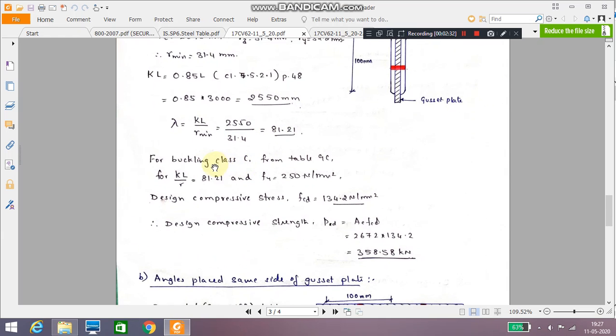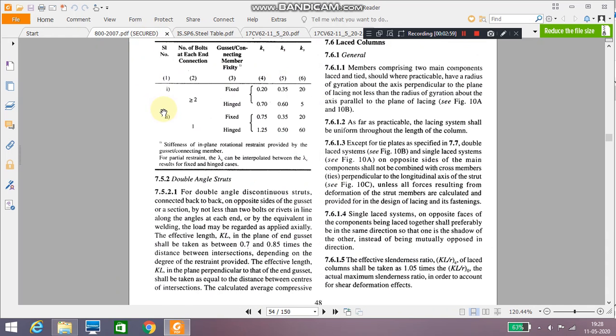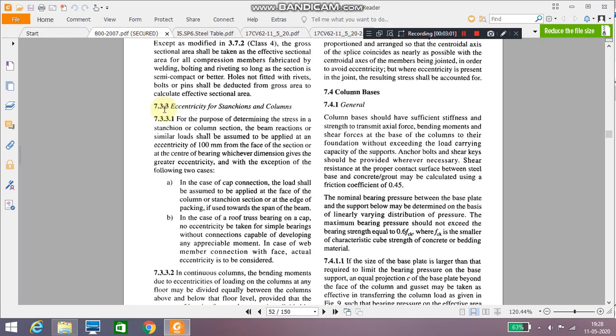So for buckling class C, it's a built up section, from table 9C for KL by R equal to 81.21 and Fy equal to 250 Newton per millimeter square, the design compressive strength FCD equal to 134.2 Newton per millimeter square. Hope you all know how to take the values of FCD from the tables given in 9C. If you want, I can show that once again.